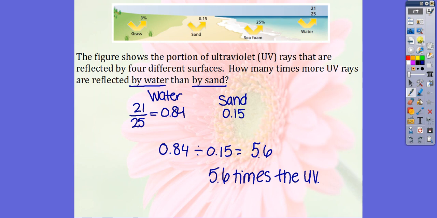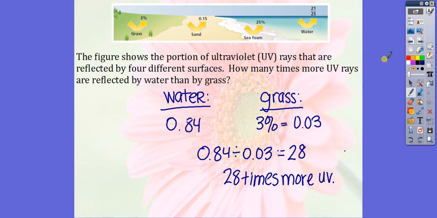And so we did this one. And we saw that water was 5-6 times the UV of sand, and then 28 times more UV for water than grass. So that was a quick review of how to convert between percents and decimals.